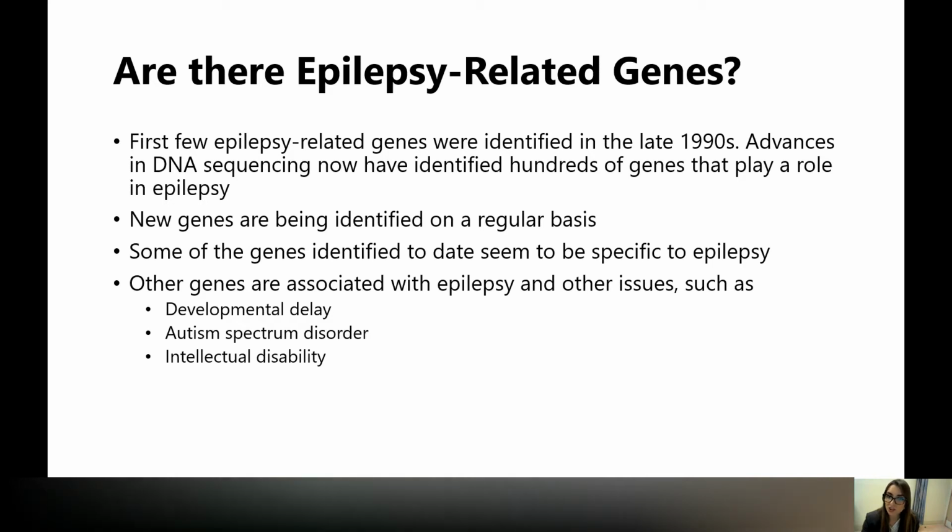Some of these genes are identified in patients that only have epilepsy, and they are very specific to epilepsy. And some of the other genes are also related to other conditions, like developmental delay, autism, and intellectual disability.